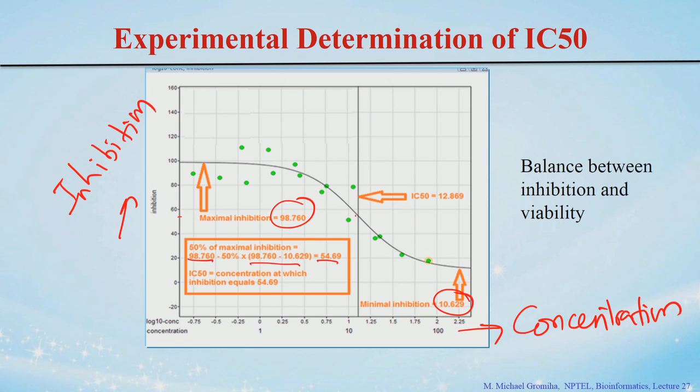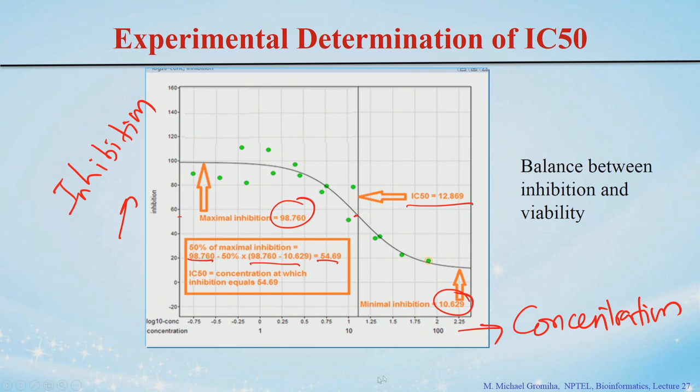If you look here, this is the place where we touch the curve. So, this concentration is about 10, equal to 12.869. This is how we get the IC50 values. So, for this compound the IC50 value is 12.869. If you take the log values, this will be 1 point something.